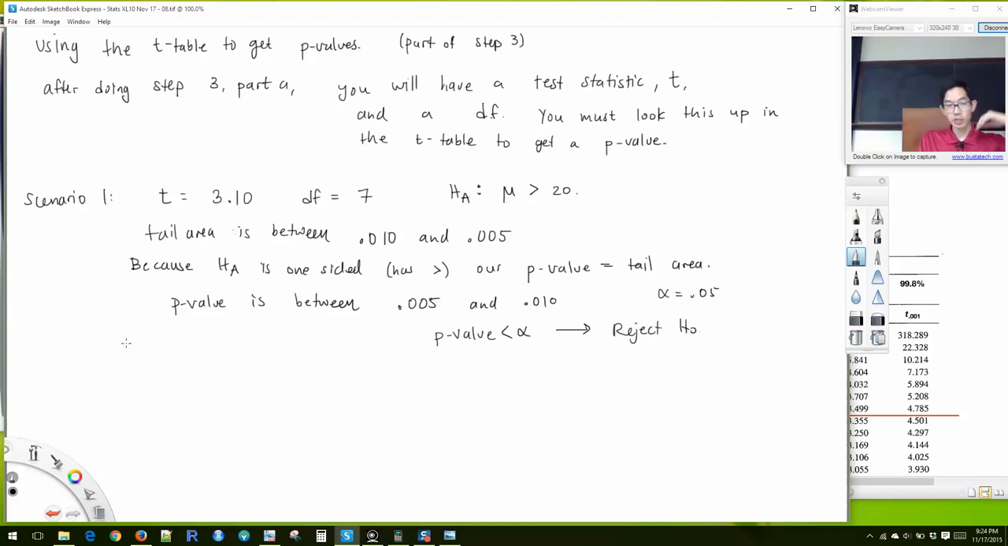We could also write a little bit of mathematical notation. We can say 0.005 is less than our p-value, which is less than 0.010, okay? So these two statements are equivalent. To say the p-value is between 0.005 and 0.010 is the same as saying 0.005 is less than our p-value, and our p-value is less than 0.010. And you could write it in this compressed form as well. Is that okay?